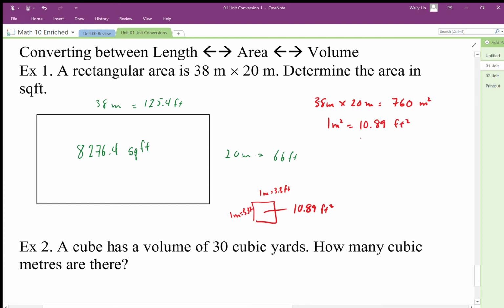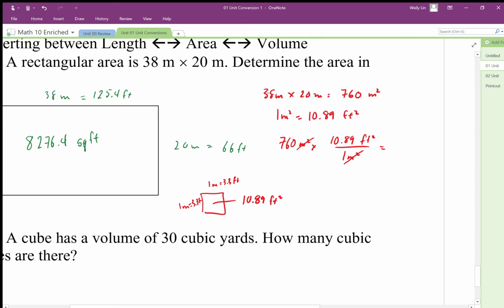Okay, and then we're going to use that conversion factor. So we're going to start with square meters, and then use a square feet conversion factor of 10.89 square feet over 1 square meter. Again, in our unit analysis, those cancel out. So we end up with 760 times 10.89. We get the exact same answer of 8,276.4 square feet, and we can see that the units still match.